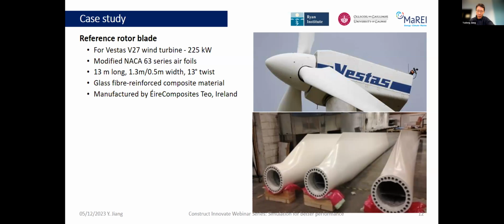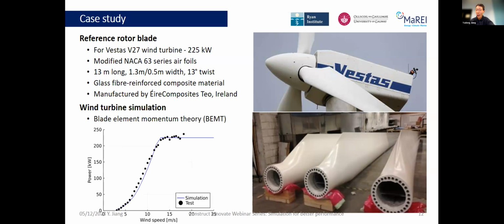After doing the simulation, I get a power curve of the V27 wind turbine. Here I plot the power curve from the numerical simulation based on the blade element momentum theory together with real recorded test data from the real operation. So you can see that although the blade element momentum theory is a very simplified two-dimensional method, it can capture the power curve of the wind turbine well.